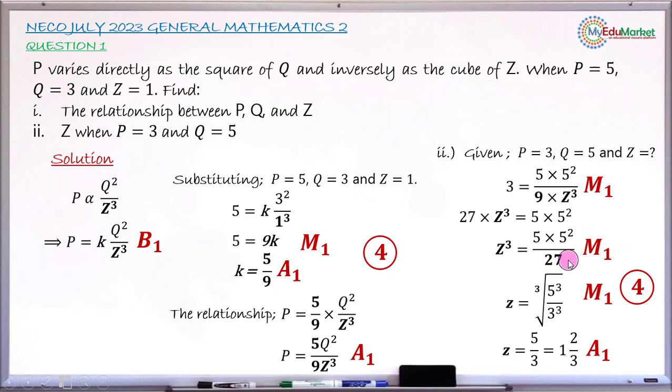Trying to simplify this, still in attempt to get to your Z, taking the cube root of both sides, you have this method 1 mark. And when you have the value of Z exactly as one whole number 2 over 3, that gives you another accuracy 1 mark. So in total also this question has 4 marks.